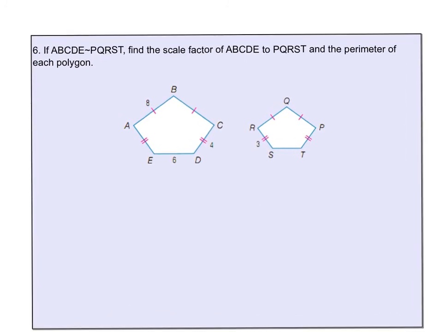So let's look at this. As I look at this, this is 8, this is 8, this is 4, this is 4. So this one would be 3. So 3 matches up to 4. So my scale factor should be 3 over 4. Again, I'm going big to small.